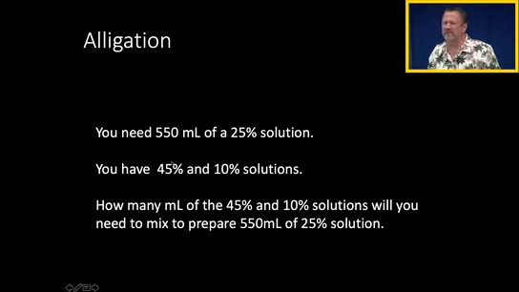So we have a 45% solution. We have a 10% solution. How many of each of these would we have to add together to end up with 550 mils of a 25% solution? So again, how many milliliters of a 45% solution and how many milliliters of a 10% solution do we have to mix together to end up with 550 milliliters of a 25% solution?